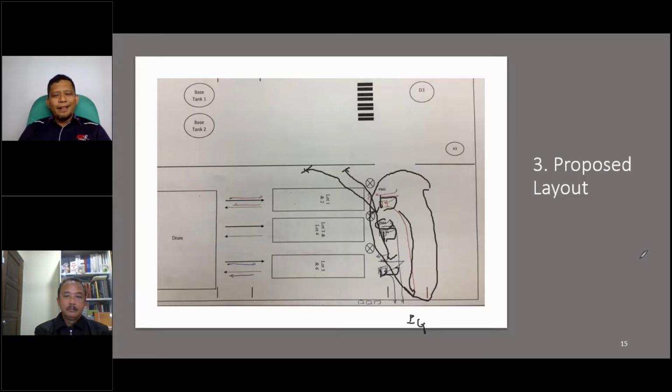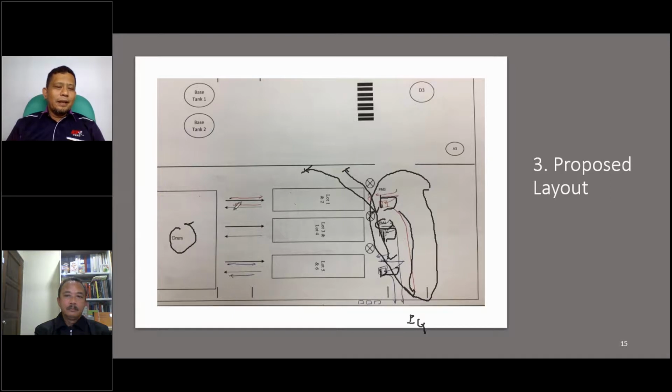Okay, but how about empty? I told them empty is light. It's not like the finished good. Finished good is going to be heavy because of the product inside here. But this empty drum is actually light.